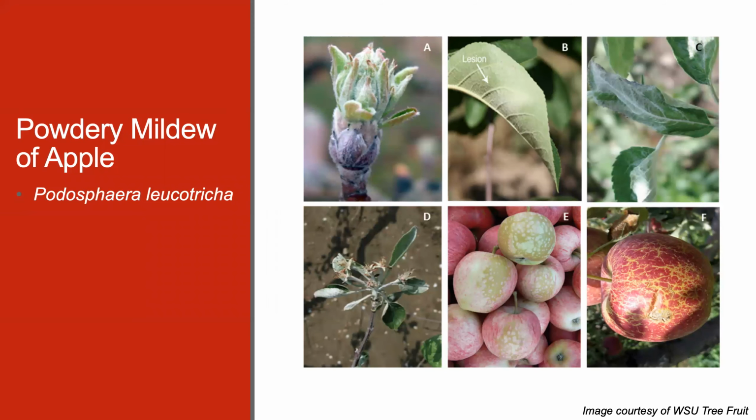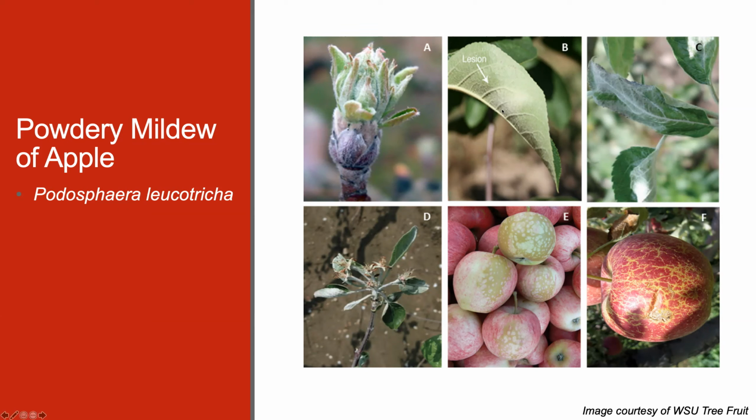Powdery mildew is caused by the ascomycete fungus Podosphaera leucotricha. The fungus overwinters as mycelium inside buds that were infected in the previous season. The fungus can infect all types of tissue, including buds, flowers, leaves, shoots, and fruit. On all of the tissue types except mature fruit, the fungus appears as white tufts that can coalesce and cover the entire surface of the tissue.